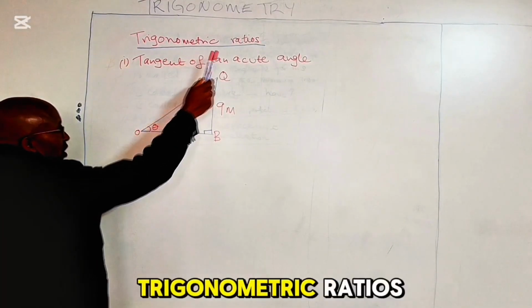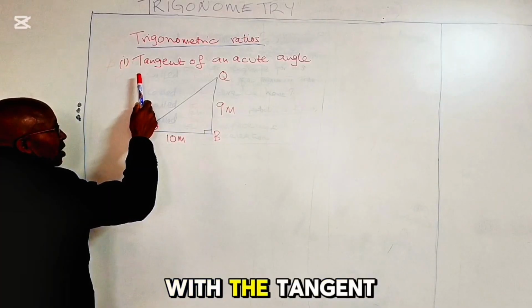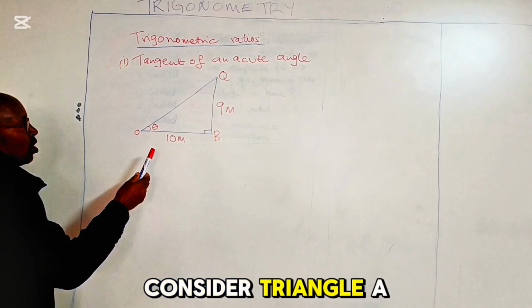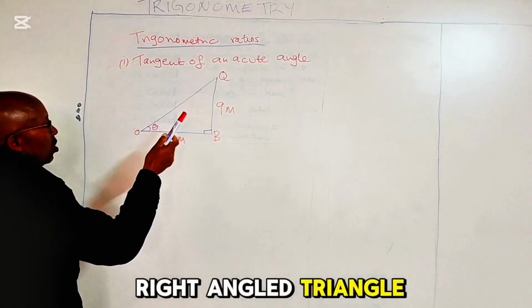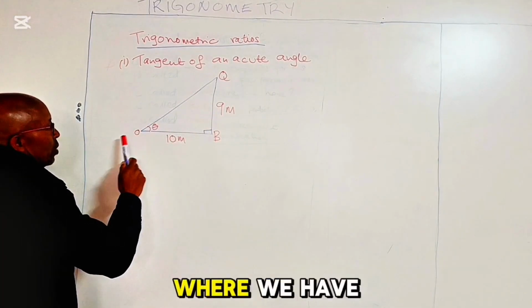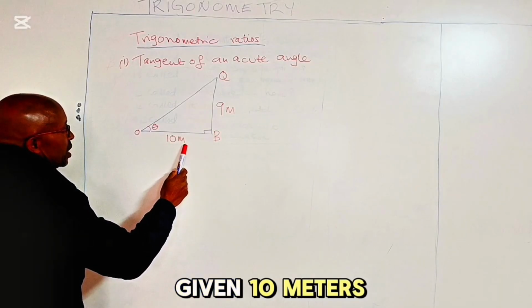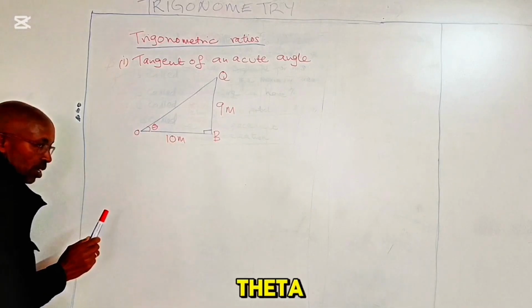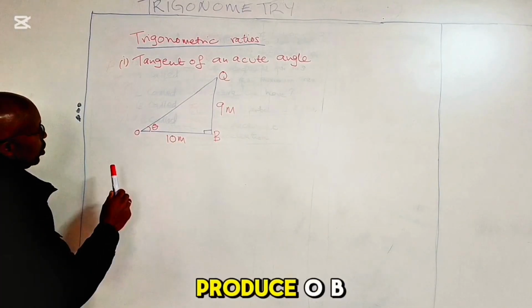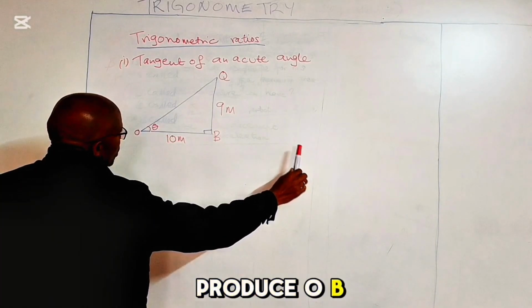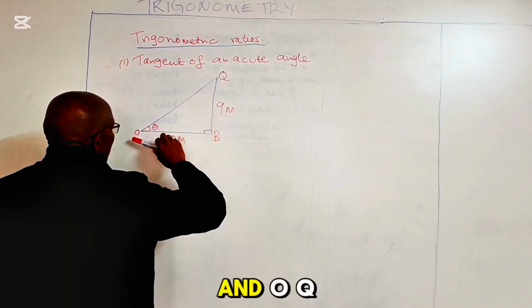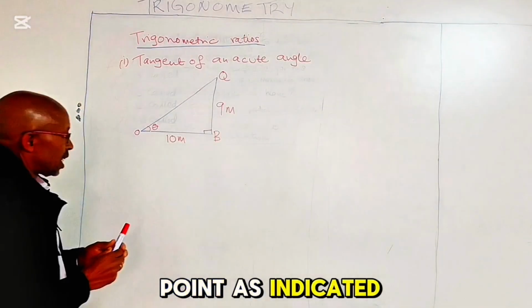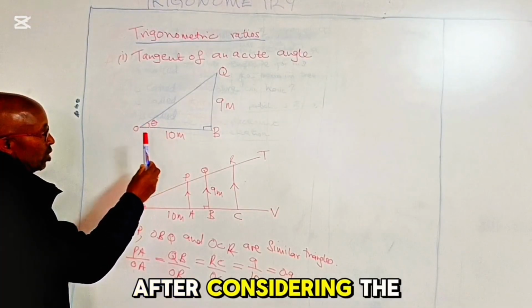We move to trigonometric ratios and we start with the tangent of an acute angle. Consider a right-angled triangle OBQ, where we have OB as given 10 meters, BQ 9 meters, and we have our angle theta. We can now produce OB to an exterior point and OQ to an exterior point as indicated below.